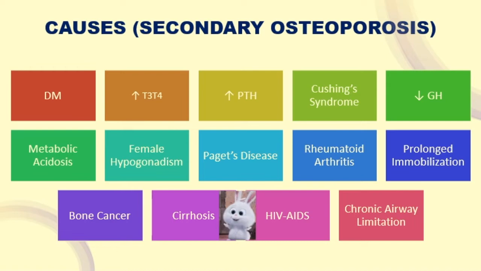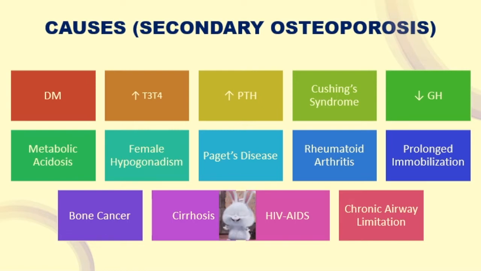Other than that, decrease in growth hormone. So the decrease in growth hormone would lead to the decrease in the stimulation of the growth and thickening of your bone. Next, metabolic acidosis. Your metabolic acidosis could result in demineralization of the bone. Other than that, you have your female hypogonadism. So once there is hypogonadism, the gonad is the ovary. Okay, so your ovary, which also produces your estrogen, would be decreased.